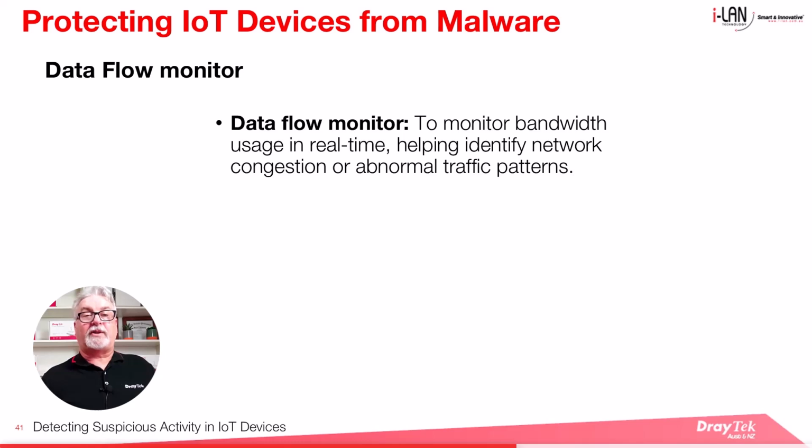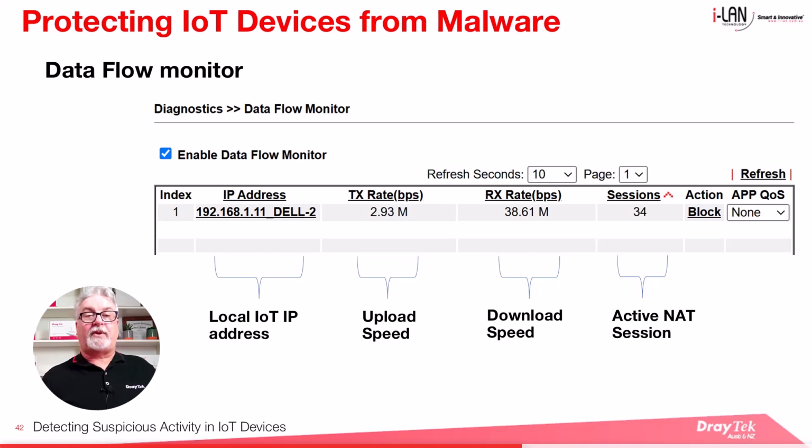Another one is using the data flow monitor to monitor bandwidth usage in real time, helping identify network congestion or abnormal traffic patterns. In this example, we can see the real-time bandwidth usage of PC with IP address 192.168.1.11 del-2. The TX rate, that's the upload speed, is 2.93 megs, and the RX rate, that's the download speed, is 38.61 megs, with a total of 34 NAT sessions, which could be quite normal depending on the device. However, if you observe unusually high TX rates and a large number of NAT sessions, it could indicate a compromised IoT device constantly uploading data to an external server. In this event, you can quickly use the block action to stop the connection and recommend discontinuing use of the IoT device.